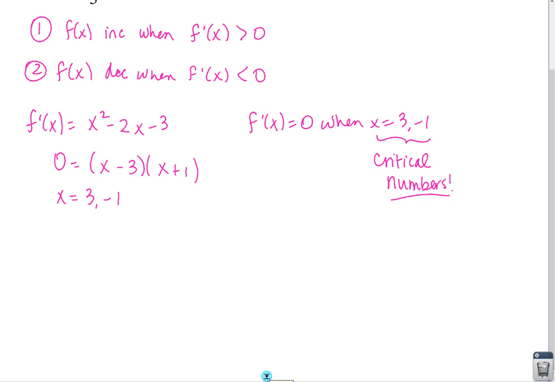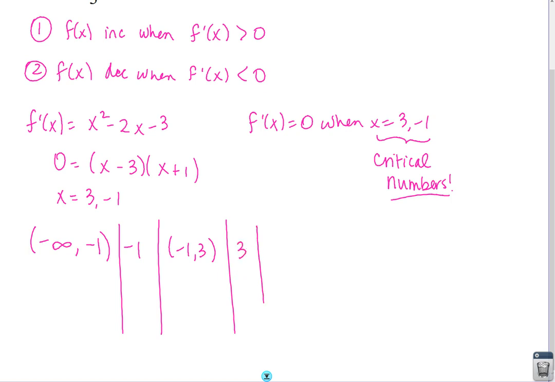So what I like to do is make a little number chart here. I'm going from negative infinity to negative 1. I know what's happening at negative 1, and I've got negative 1 to 3, and at 3 I know what's happening, and I don't know what's happening from 3 to infinity. The reason I made this chart is I'm trying to figure out what is happening on my derivative in these intervals. I know my derivative is equal to 0 here and here. We've already determined that up above. But what I need to do is figure out what's happening in between.